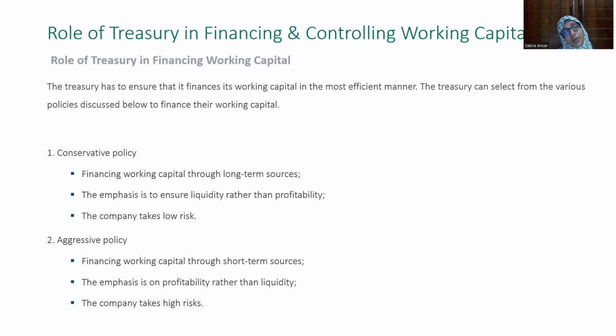The aggressive policy is the other one. Working capital is financed through short-term sources, so the emphasis obviously is on profitability rather than liquidity, and the company will take higher risk. Basically, if the working capital is financed through long-term sources, the company is taking low risk. If they are using short-term sources, they are taking high risk. Those are the two sides: the conservative policy and the aggressive policy.